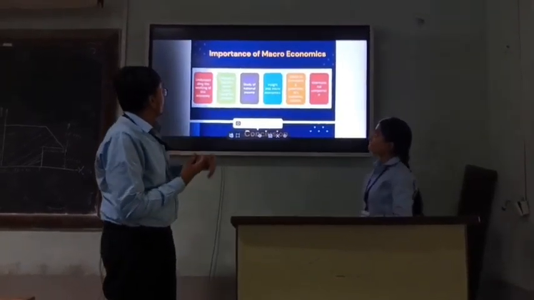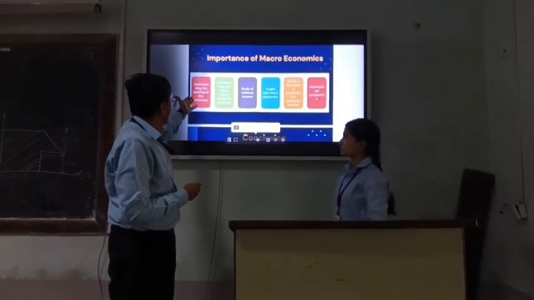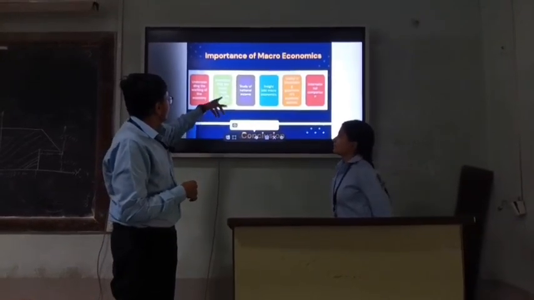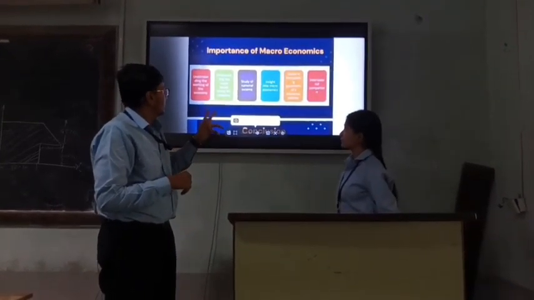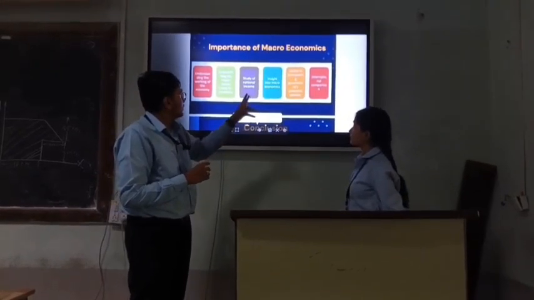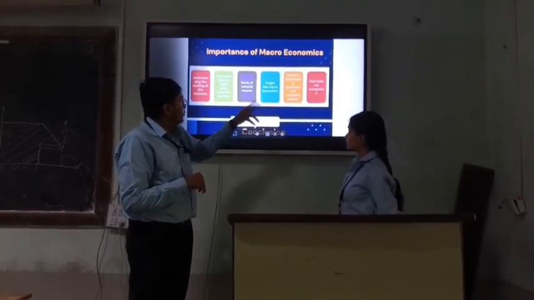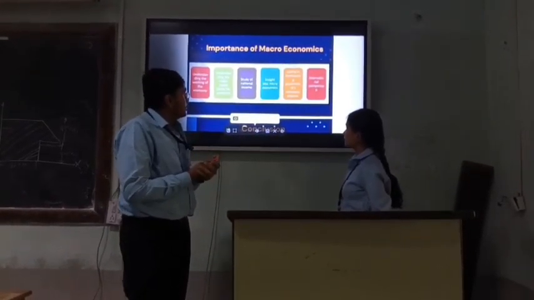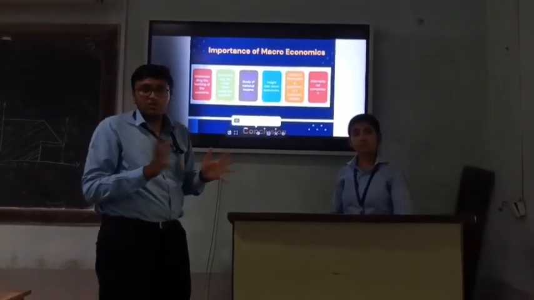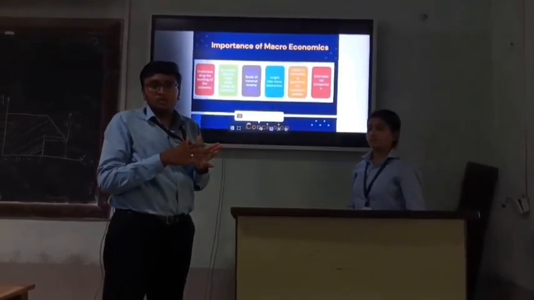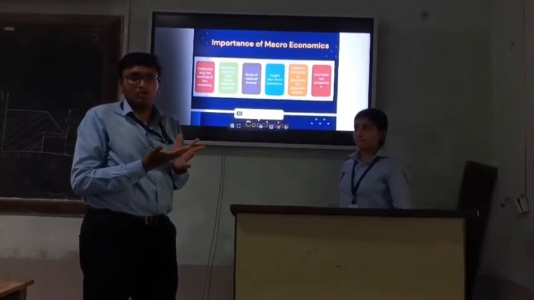Then the importance of macroeconomics. First of all, understanding the working of the economy. Second is understanding the major issues facing the economy. Third is the study of the national income. And fourth is insight into macroeconomics and useful formulation of government economic policies and international comparisons. It means the difference between other countries, the GDP, also other countries' economy.